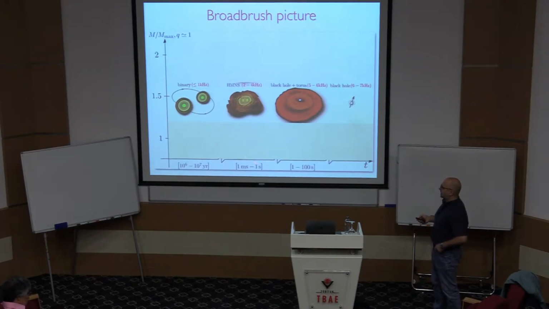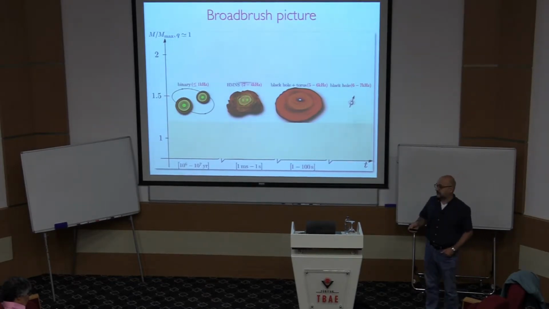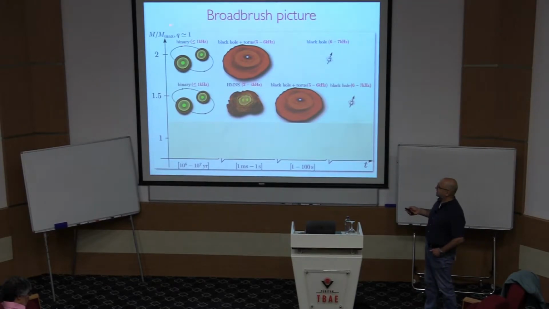Then, in a time scale that, as I said, is between 1 millisecond and a second, they produce a hypermassive neutron star. This collapses to a black hole, and this black hole and torus survives for about 1 to 100 seconds, and then you produce a black hole in vacuum. Okay? Now, suppose you change the mass of the system. You make it larger. Okay?